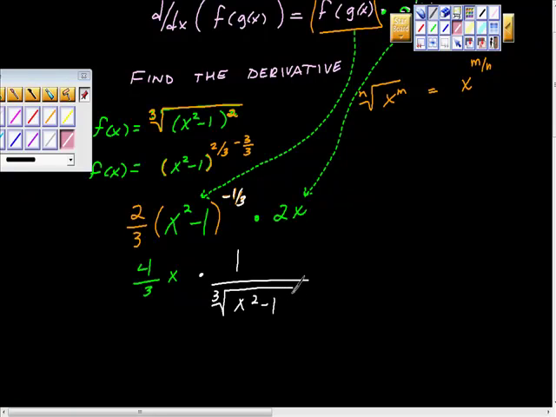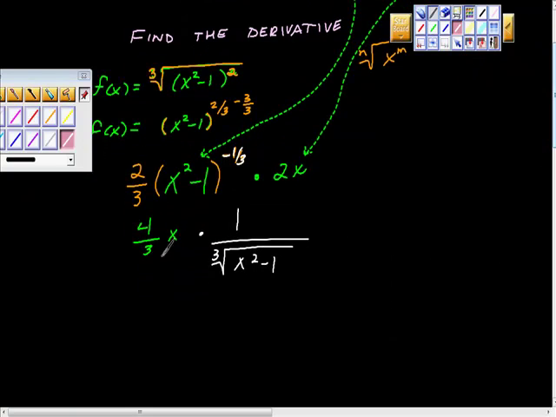If I multiply all that together, then quickly we'd get this. Remember, this 4/3 x is up in the numerator, so we would get 4x, right? 4 times x times 1 is 4x, so 4x over, this is in the denominator, so 3 times the cube root of x squared minus 1. And that is our f prime of x.